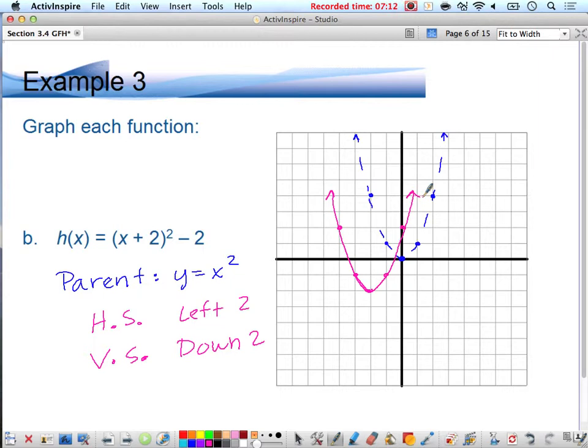So that went a lot faster than the cubic because we're just more comfortable with y equals x squared than we are with y equals x cubed, right? So depending on your comfort level and your familiarity level with your parent function, it may not take you very long to do these. It just depends on how quickly you can get them graphed.